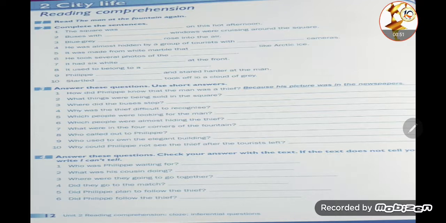And as you can see, we have 4 exercises or 4 activities. عندنا 4 تمارين. We're going to talk about them because they are related to our lesson, the man at the fountain. Okay, the man at the fountain.